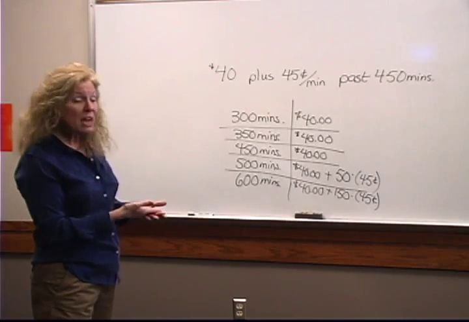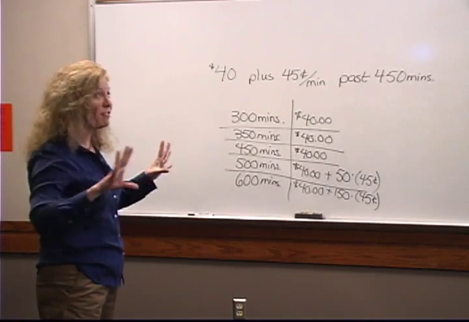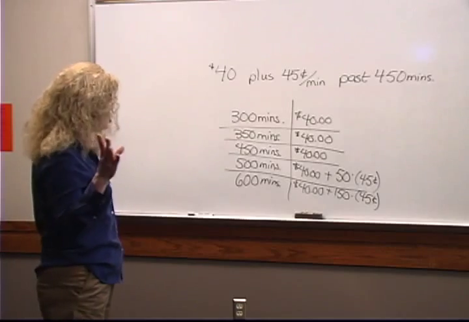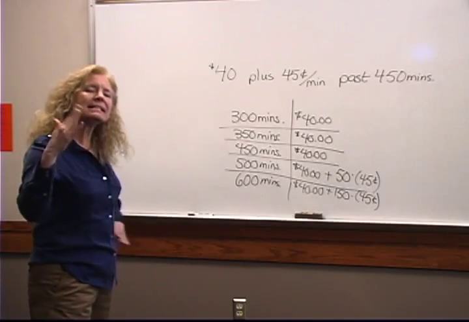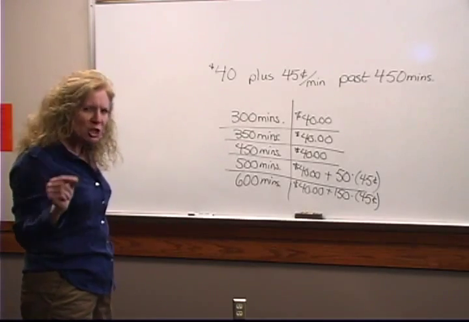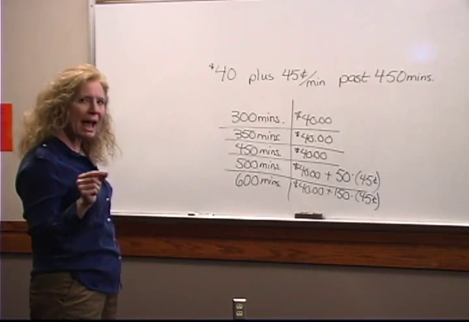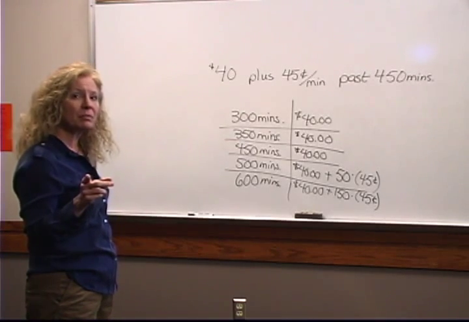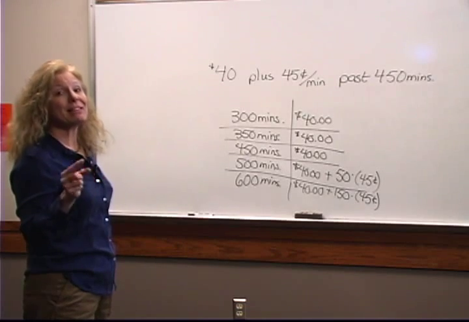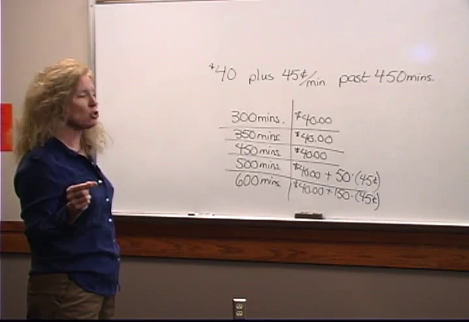Because up until you hit the 450, there's just a flat fee. It's just a straight $40. And then suddenly the problem changes when we go past 450. That means that we should write what's called a piecewise function.